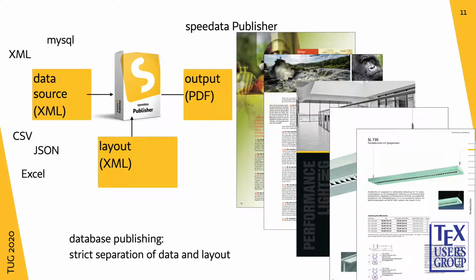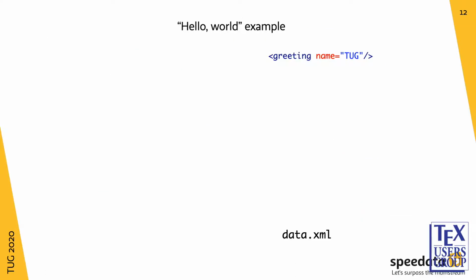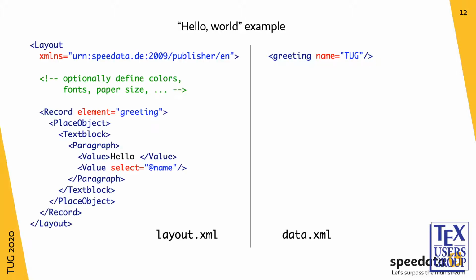Let's take a look at how it works. I now show an example for input of the Speedata Publisher. I start with a simple data file, just one line of XML. The layout is a bit more complex, but shouldn't be too scary. We start in the data file and look for the first element, which is called greeting. Then we go into the layout file and look for an instruction what to do when the greeting element is found. This is the record element in the layout file.